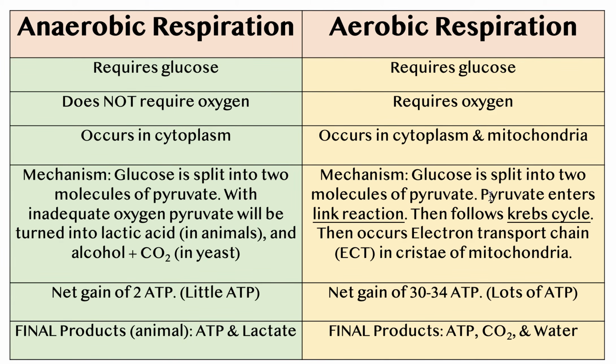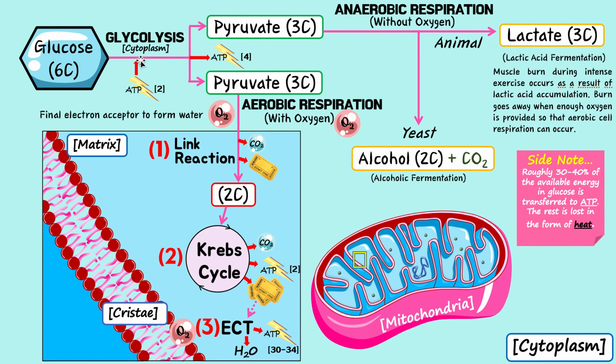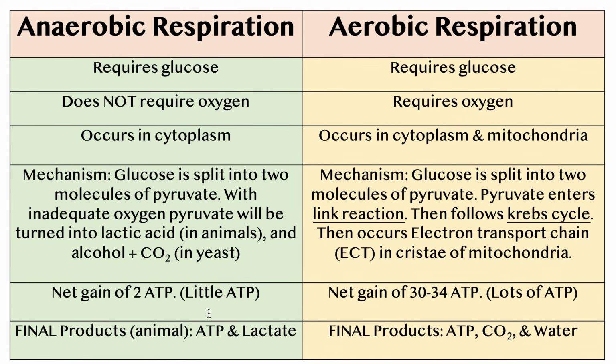And then for aerobic, the pyruvate will enter the link reaction, then the Krebs cycle, and then the electron transport chain. Now, anaerobic produces so little ATP. 2, remember? Let me show you. You can see here 2 is invested, 4 is made. So a net gain of 2 ATPs because no more is made here. So only 2 ATPs is made in anaerobic respiration. Okay, very little. Whereas aerobic respiration makes many, 30 to 34, lots of ATP.